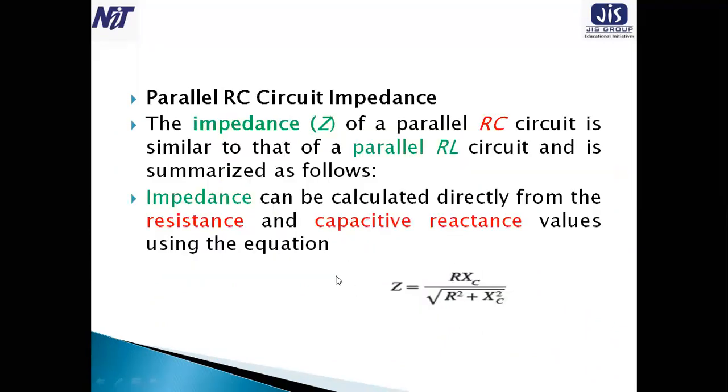Now, parallel RC circuit impedance. The impedance Z.